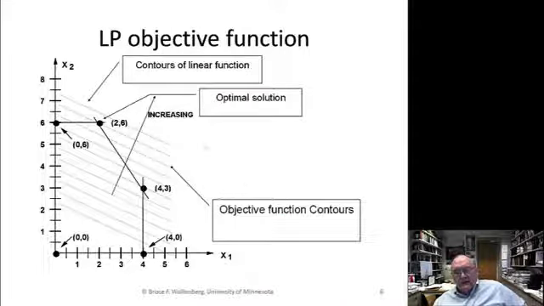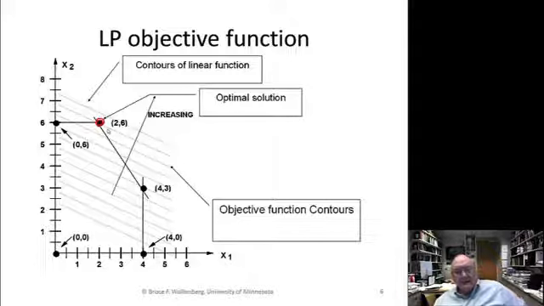Now, last of all, we go back to this picture here, just like we had before, but see these lines here are the contours. They are the contours. And the objective function, in our case, is to maximize that function. And this is the optimal solution. We can tell you that right away.